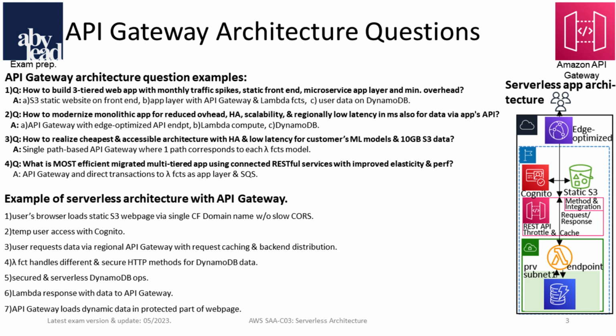It handles different and secure HTTP methods for serverless DynamoDB data. Lambda then sends a response with the data to API Gateway, and it loads the dynamic data to the protected part of the web page. That's how API Gateway is integrated into a serverless app for multiple global users.